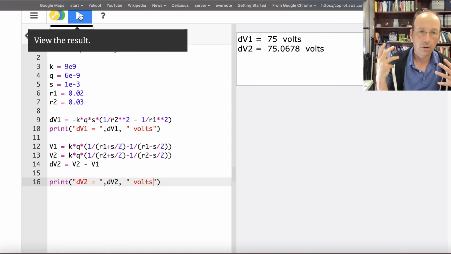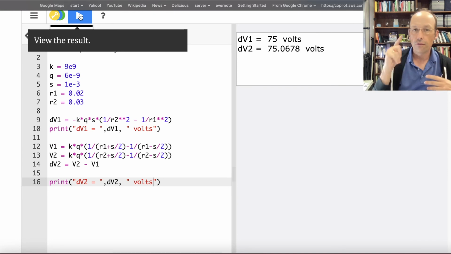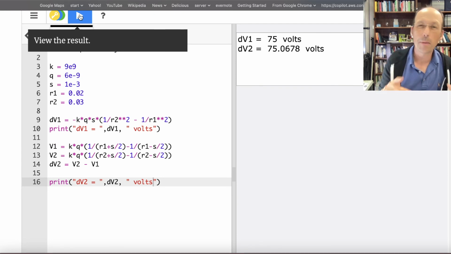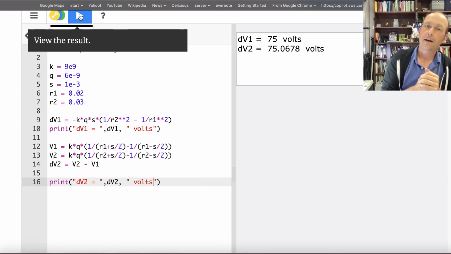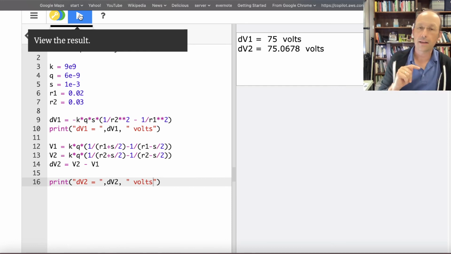But there you go. You find my error. You find my minus sign. As homework, maybe I put it in there on purpose. Maybe, right? Okay. So there you go: two ways to find the change in electric potential due to a dipole.